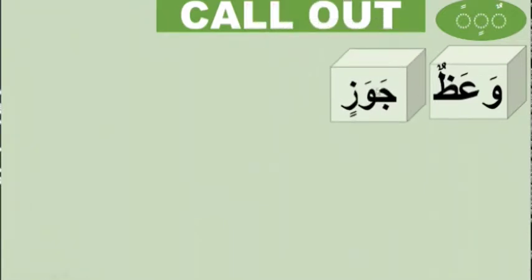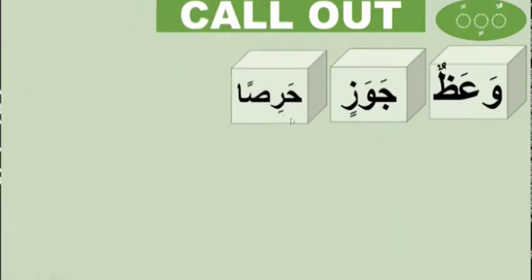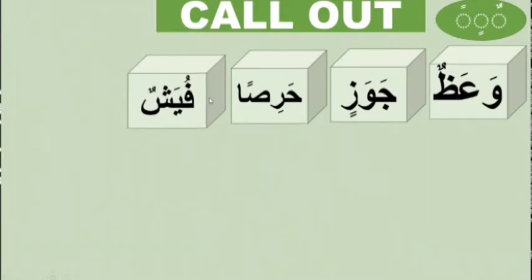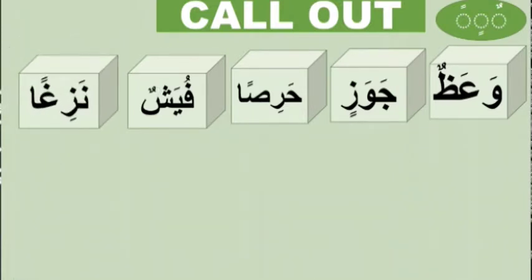Next example, jawazin. Where's the kasratain? In the last letter, zin. Jawazin. Third example, harisun. So in spelling we got the alif, but it's sun. So you got dhun, zin, and sun. Next example, fuyashun. Shun is the dhammatain, the tanween. And the last example is nazighan. Ghan is fathatain, tanween, unsound.